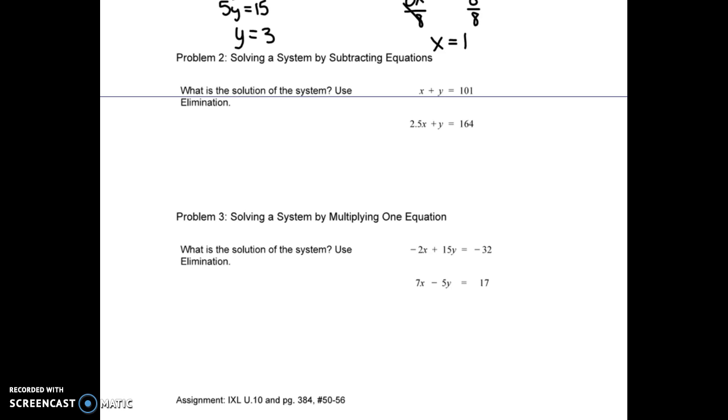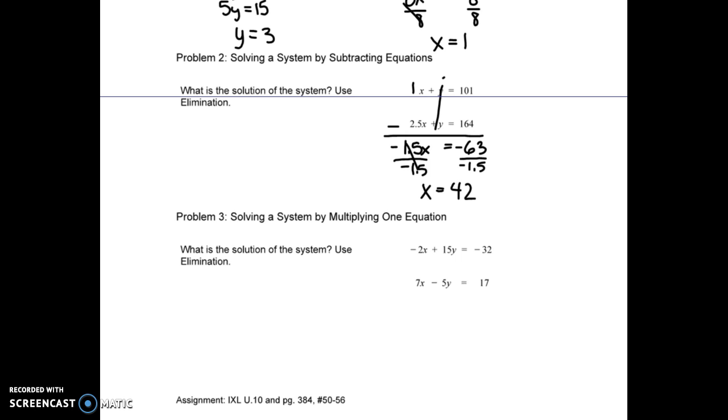Problem 2 says solving a system by subtracting equations. Again, the y's are the same on this. They're both 1y. So if we subtract them, that gets rid of each other. We have an invisible 1 in front of this x. So 1 minus 2.5 is negative 1.5x. Our y's will cancel out. 101 minus 164 is negative 63. Divide both sides by negative 1.5, and x is equal to 42.